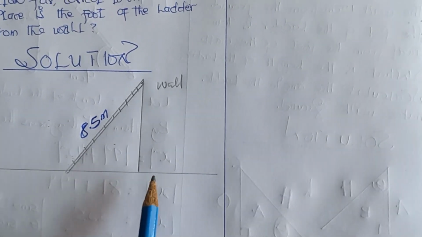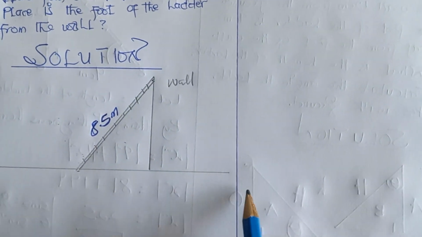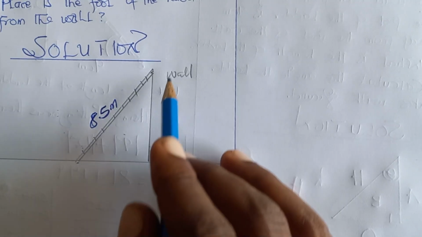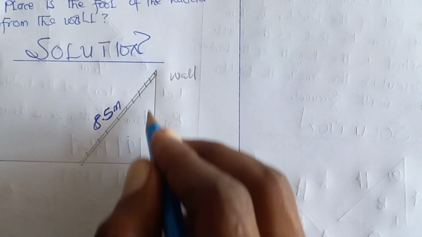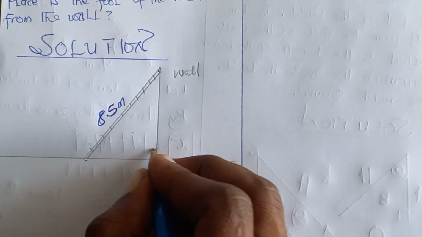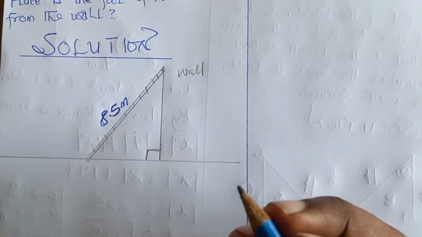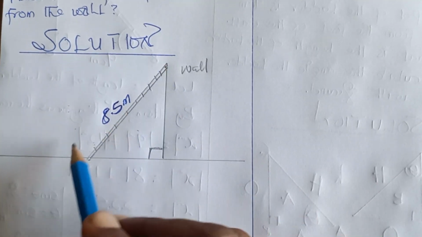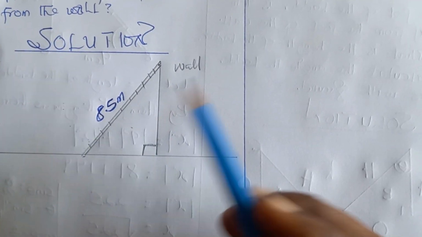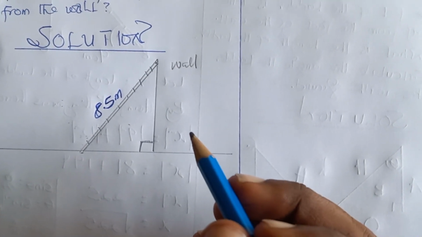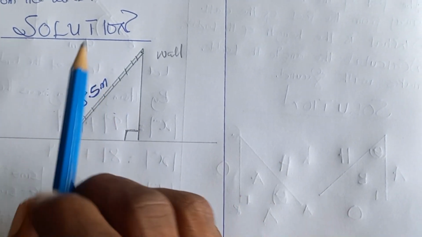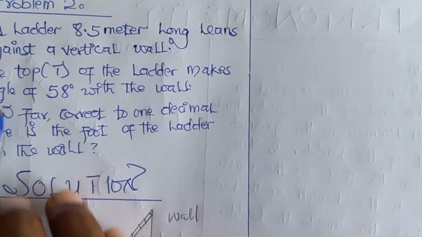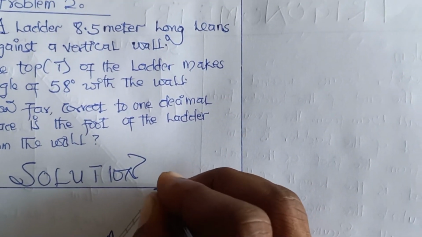So you can see that the wall and the ground meet at a certain point, okay? And so it makes an angle of what? 90 degrees. So we can say that this is the shape of what? A right angle triangle. Now, they also gave us, please don't forget, they said the top is T. So we can say that here is T.